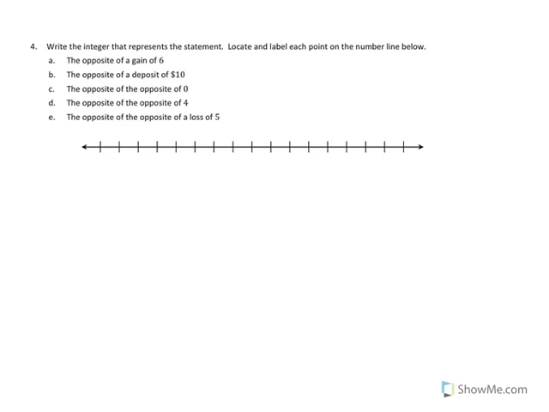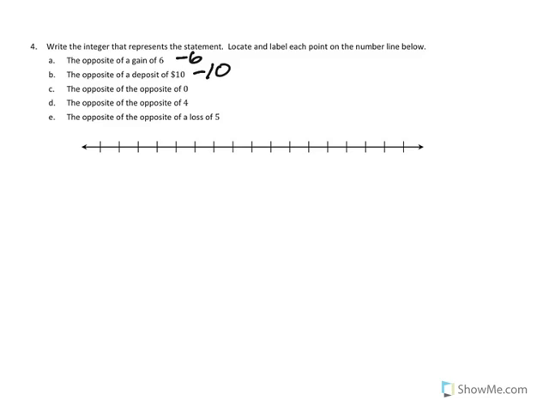All right, number 4. Write the integer that represents the statement. It says to locate and label, but we're not going to be able to do that. So, all we're going to do here is write down the integer. The opposite of a gain of 6. Right, the integer is negative 6. Next one, the opposite of a deposit of $10. Yeah, the opposite is negative 10, because deposit is positive.